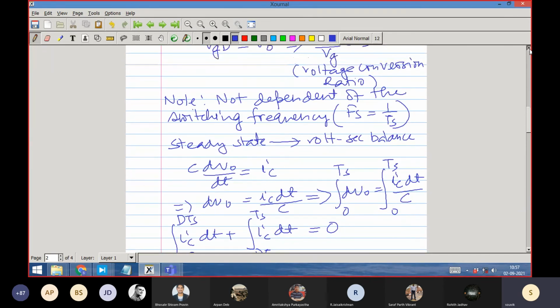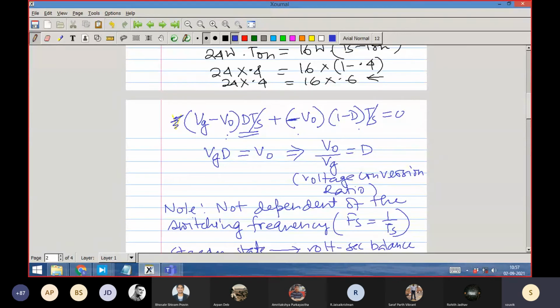If you don't get it, look at Vg minus V0. Are they equal? They are not equal. So that means there is a change: Vg minus V0 into D. Vg is 10, V0 is 4, so it is increasing. What is the meaning of minus V0? The slope is negative. It is falling. This slope is minus V0 by L. This slope is Vg minus V0 by L.